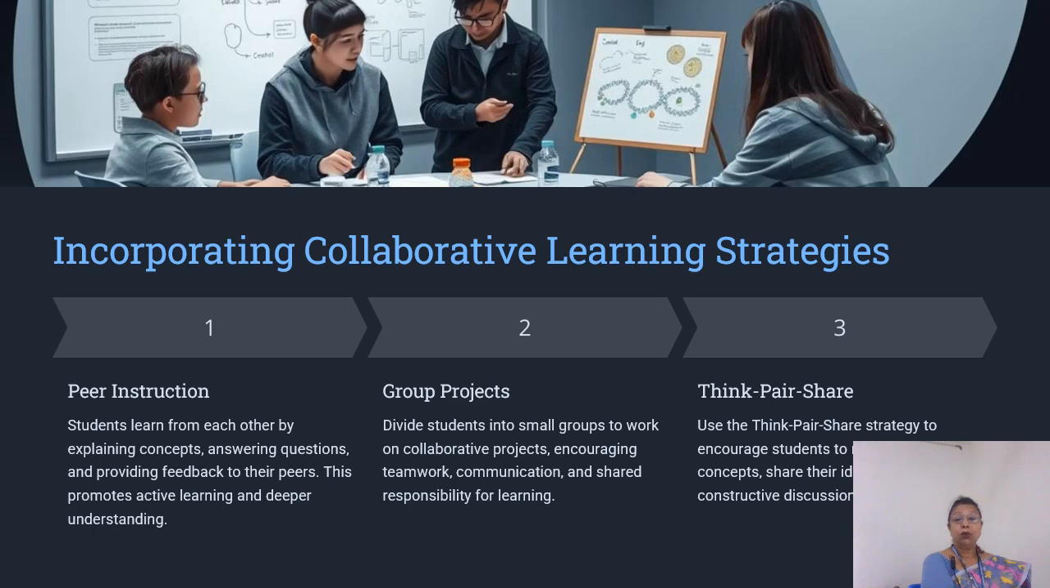Peer instruction, group projects, and think, pair, share encourage interaction and active learning by discussing and solving problems together. It also helps students gain deeper insights and become more engaged in the learning process.